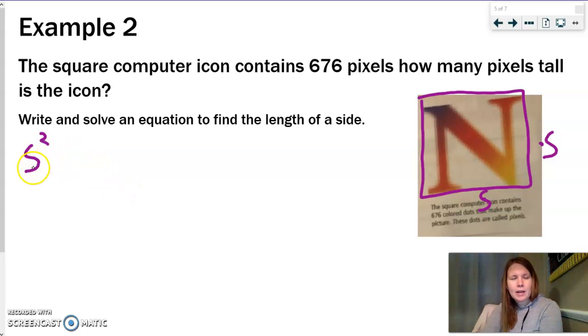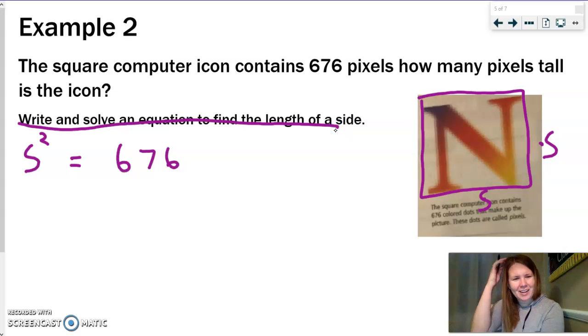So what they're saying is if I took these two sides and I square them, I'm going to get 676. Oh. All right. So what they want me to do is write and solve an equation to find the length of one side. Well, guess what? I already basically came up with an equation by explaining this a little bit more to you. So what I'm saying is the side squared equals 676. I need to solve it for the side.